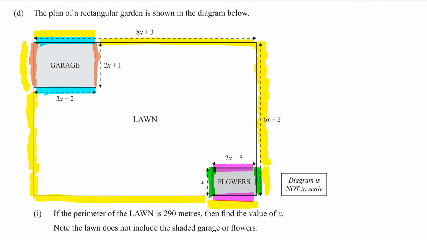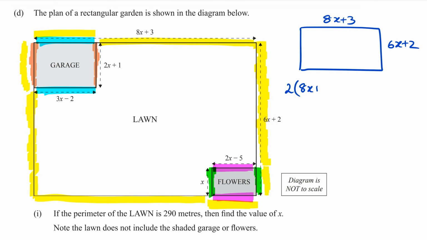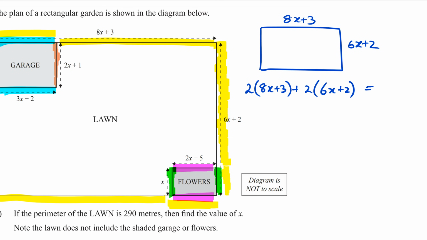So what I've created is one big yellow rectangle where the top part is 8x plus 3 and the side part is 6x plus 2. And if the perimeter of the yellow part is 290 meters, then we can say 2 times 8x plus 3, plus 2 times 6x plus 2, is equal to 290. Because remember, if the top part is 8x plus 3, the bottom part is also 8x plus 3. And if the side is 6x plus 2, the other one is also 6x plus 2.